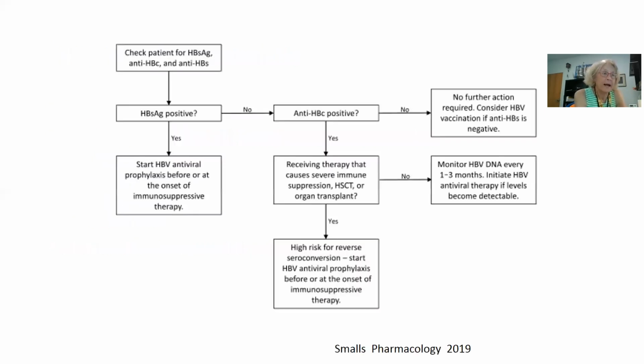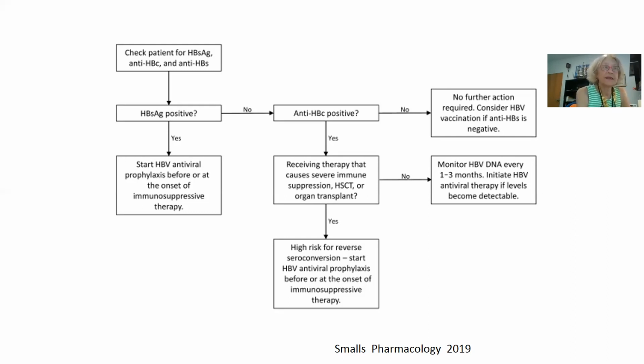This is an algorithm which is very useful in thinking through this process. So the first thing you do is check the patient for surface antigen and surface antibody as well as core. If they're surface antigen positive, they're infected. And you need to figure out from the immune suppression if you should start prophylactic therapy now, or if it's such low dose that you can afford to just watch them.